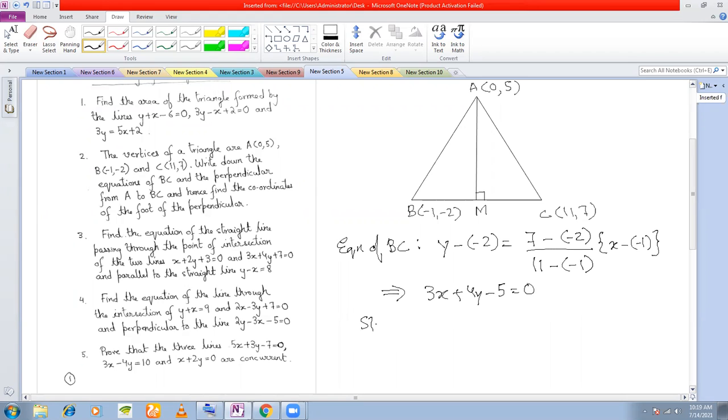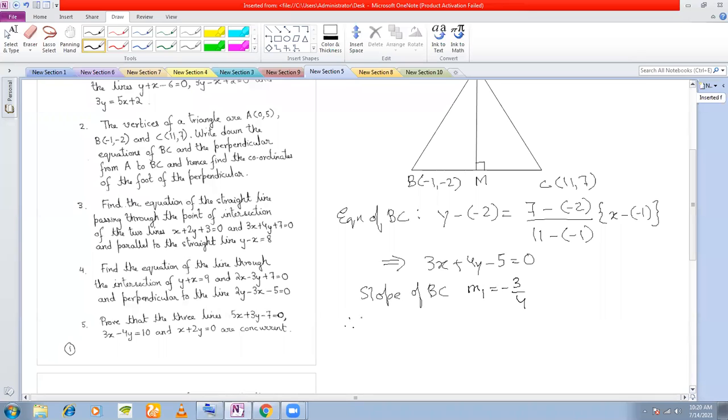So what should be the slope of BC? You can find it from the equation itself. Slope of BC is minus coefficient of x divided by coefficient of y. Let us call this M1. M1 is equal to minus 3/4. So what should be the slope of AM? It is the negative reciprocal of the slope of BC. M2 is equal to minus 1 by M1, which is minus 4/3.